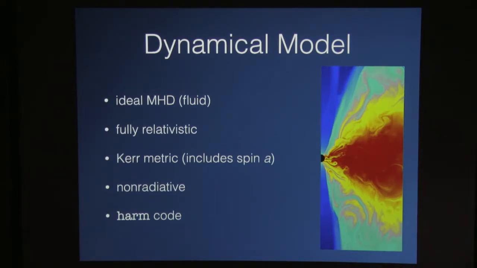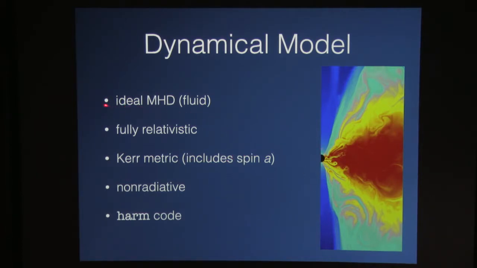Okay, so to build models that anticipate what the Event Horizon Telescope will see, we need a model for the accreting plasma, and then we need a model for the emergent radiation. And for the accreting plasma, we've built fully relativistic MHD models. So this is old news, but I need to explain it for what follows.